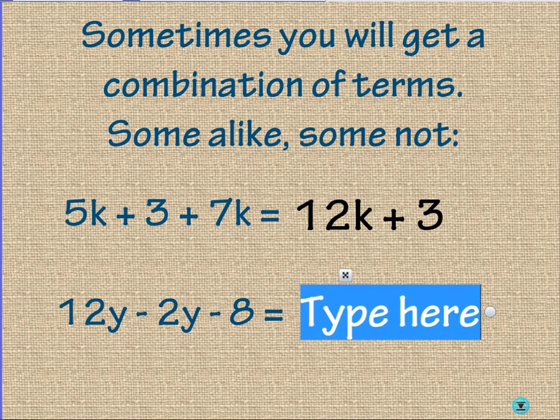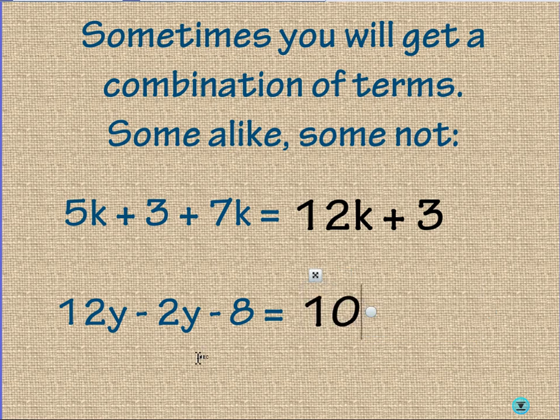In my next example, I have 12 y's. I'm taking away 2 of those y's. And then I have a minus 8 that doesn't have a matching term. I'm going to combine my y terms, 12 minus 2 leaves me with 10 y's, and I still need to include the minus 8 that I haven't used so far. These are good examples to write down in your notebook, so pause the video and take a minute to write that down.